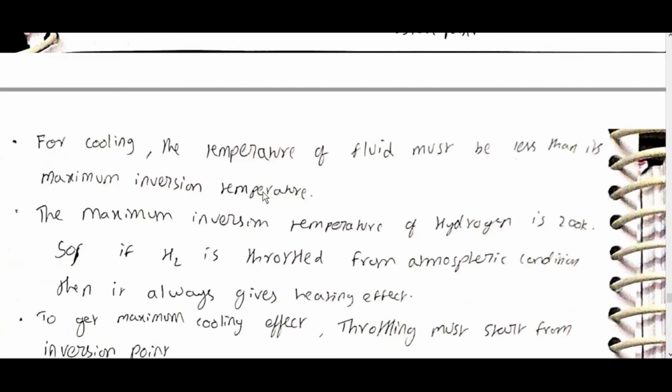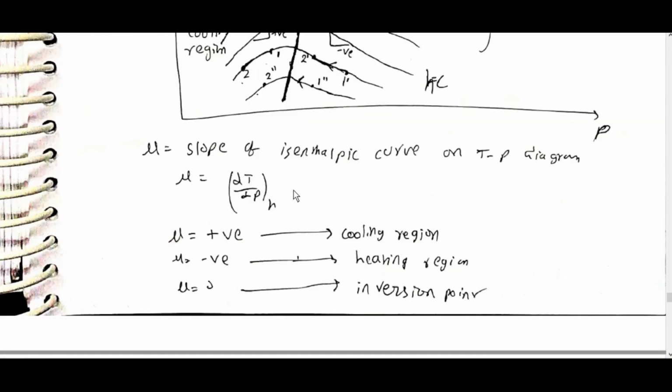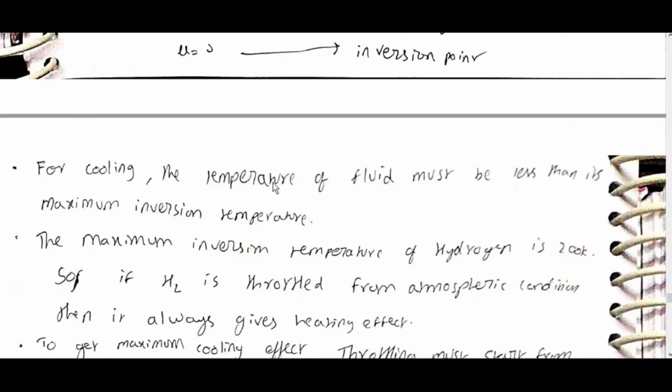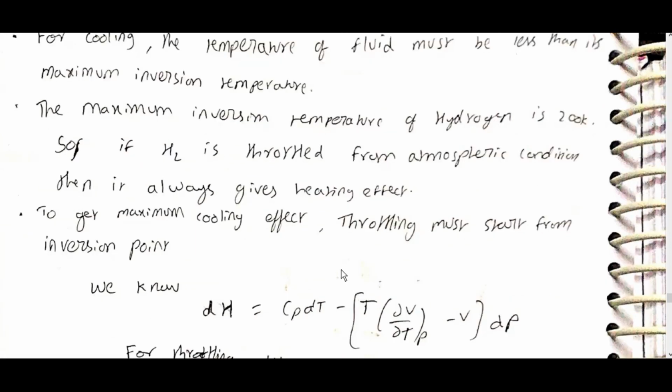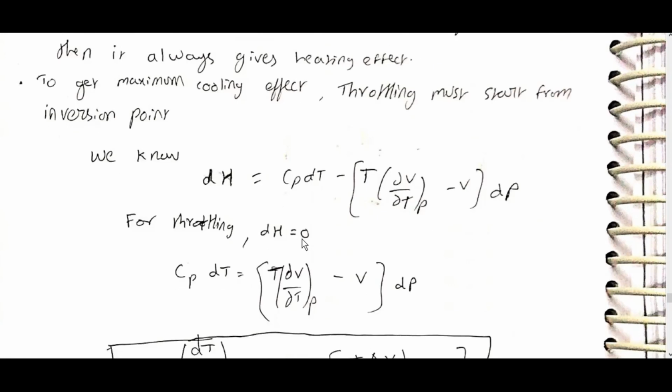For cooling, the temperature of the fluid must be less than its inversion temperature. The maximum inversion temperature of hydrogen is 200 Kelvin. So if H2 is throttled from atmospheric condition, then it will always give a heating effect. To get a maximum cooling effect, throttling must start from the inversion point. We know dH is equal to Cp dT.